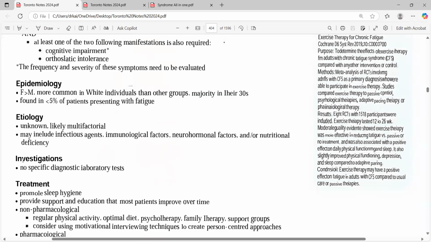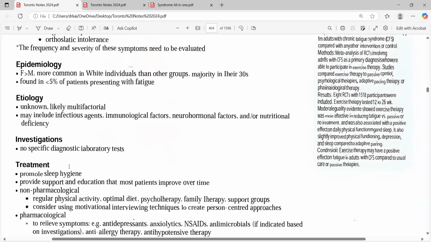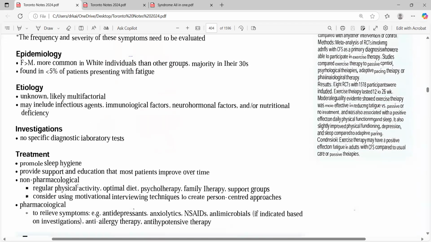So there is usually no investigation. Then promote sleep hygiene, sport, and non-pharmacological measures like diet, psychotherapy, family therapy, sports. So these are all the non-pharmacological. But when it comes to antidepressants, anxiolytics, NSAIDs, that's when you start.